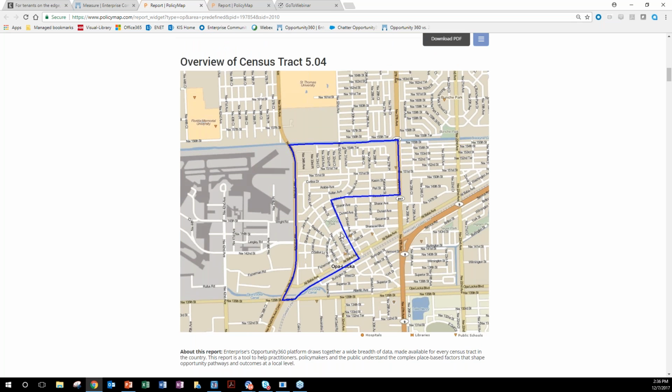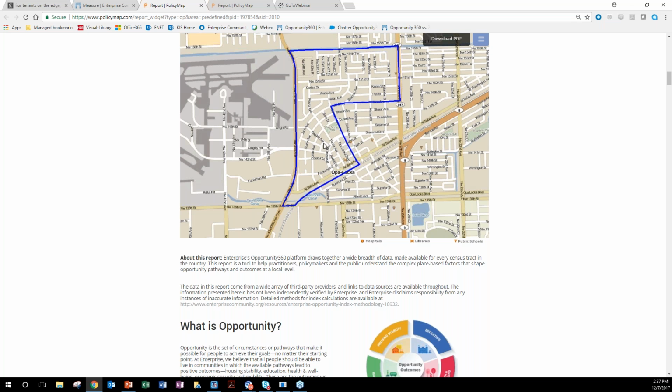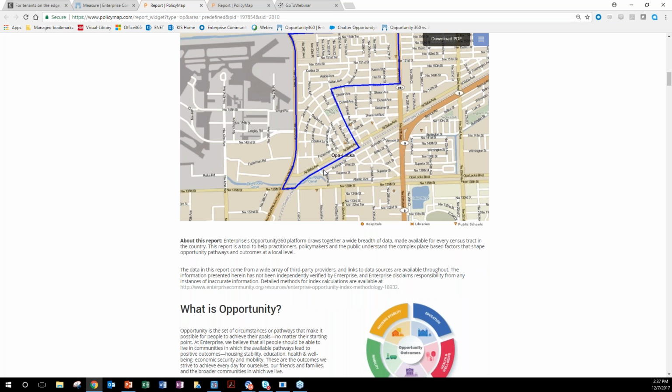All this information is pulled at the census tract. So it gives me an orientation of the data. Where am I actually pulling that data for? And you can see there are several neighborhoods in that census tract for which this is pulling information. So it gives you that kind of orientation so you know where you are with respect to that.